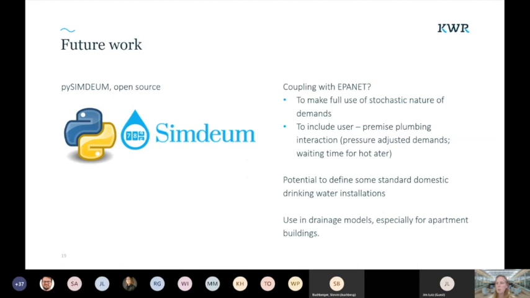Maybe contributing to SimDeum itself, or coupling with a hydraulic simulator, which could make it much easier to actually use stochastic demands in that simulator and look at the results in a stochastic way.